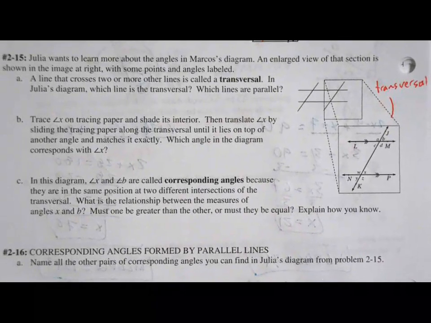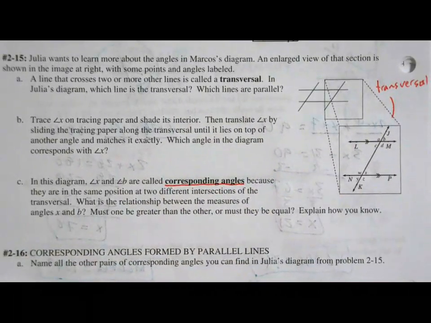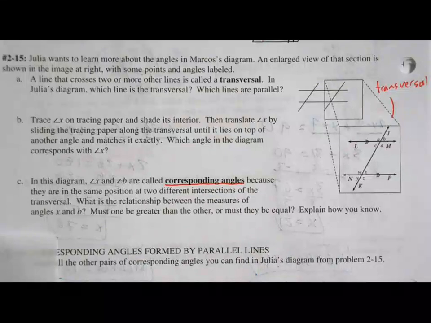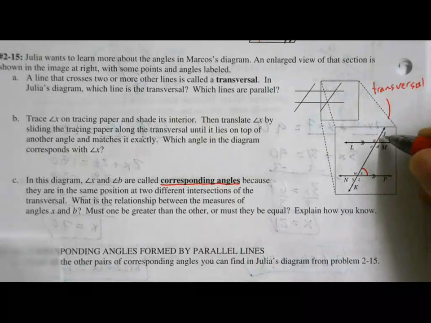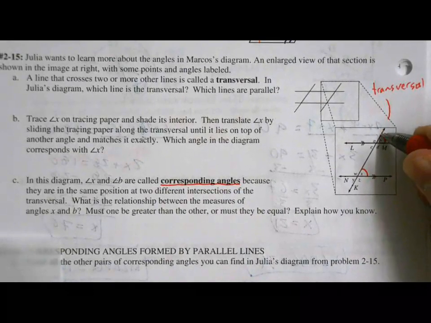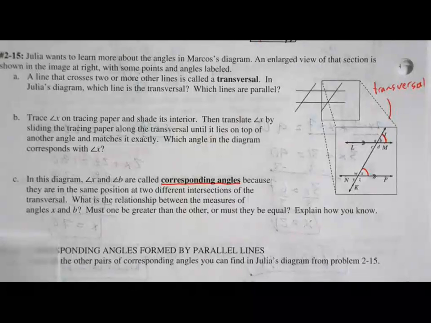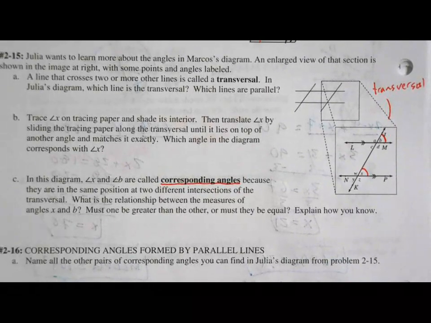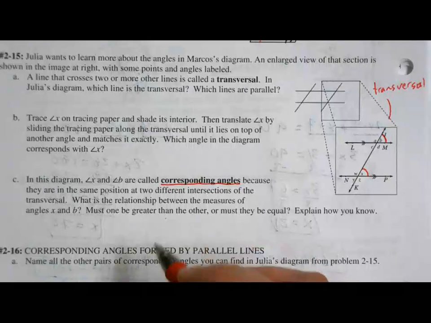Okay? So here's our second piece of vocabulary for today, and that is corresponding angles. Could you guys please underline this in your notes? Corresponding angles are angles where you can take one angle, like angle X, translate it or slide it along your transversal and find the matching angle. Without rotating, without reflecting, if you can slide it along the transversal, match it up, you've got a corresponding angle. So what we know is that angle B and angle X are corresponding angles.